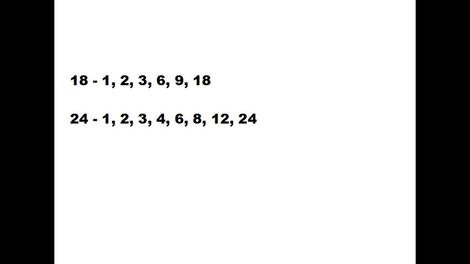Take a look at another one. This time we've got 18 and 24. And the factors for 18 are 1 and 18, 2 and 9, 3 and 6. And the factors for 24 are 1 and 24, 2 and 12, 3 and 8, 4 and 6. So you can see real quick which ones we share. We share 1, 2, 3, and 6. So which of these is the biggest, the greatest common factor? 6.